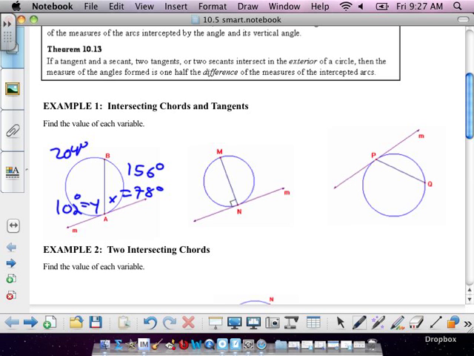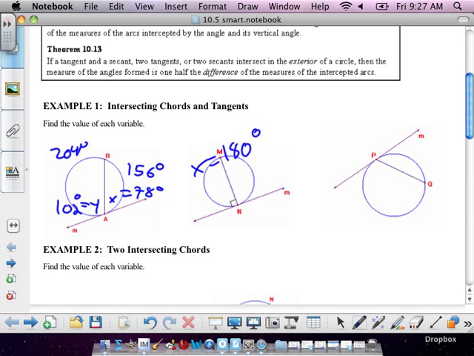Okay, so we want to find x. We just want to find that arc. I know the angle's 90. What is the arc? If I know the angle is half the arc, and I know the angle is 90, what's the arc? 180. And how did you get that? You just times it by 2.